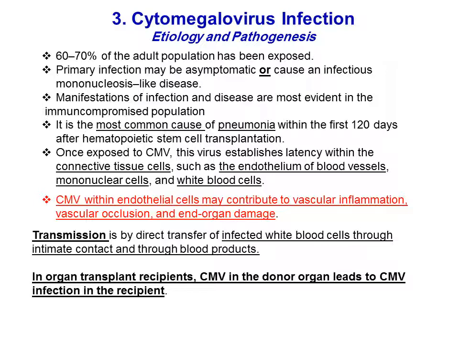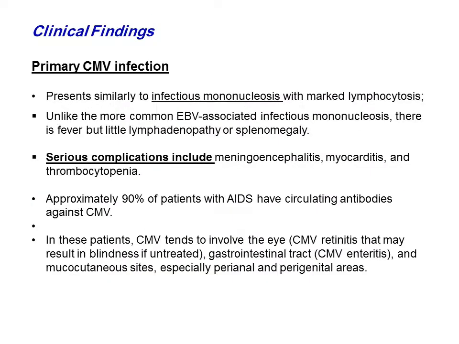So, what is the mode of transmission of cytomegalovirus? The mode of transmission is through infected white blood cells, through intimate contact or blood products. In organ transplant recipients, a cytomegalovirus-positive donor organ leads to cytomegalovirus infection in the recipient patient.